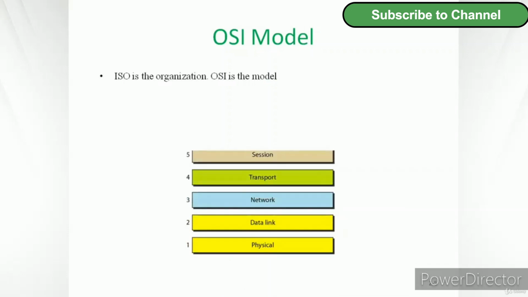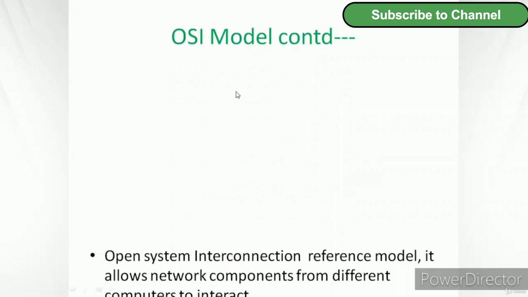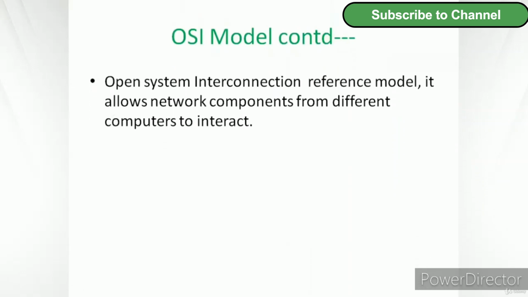You can see it has different layers. There are 7 layers. The first one is the physical layer, then data link layer, network layer, transport layer, session layer, presentation layer, and application layer. Here, the ISO, the International Standard Organization, developed this OSI model. OSI is the Open System Interconnection model. So these are the different functions performed by the OSI model. The Open System Interconnection is a reference model.